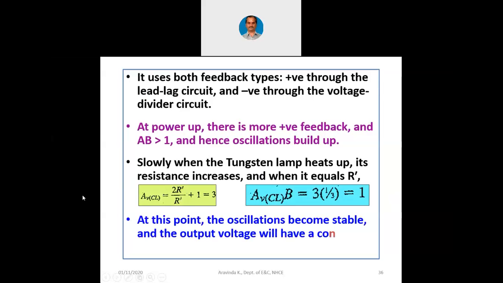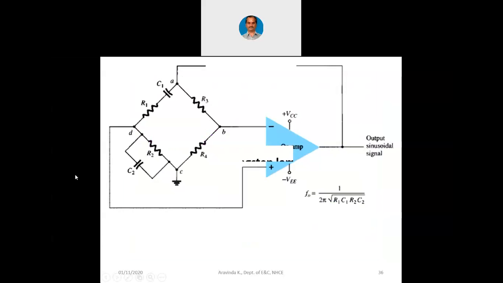So at this point, the oscillations become stable and the output voltage will have a constant peak to peak value. And the oscillator is ready to produce a smooth and constant AC output. And we can use it for our applications such as sirens or beepers. This is about the Wien bridge oscillator.